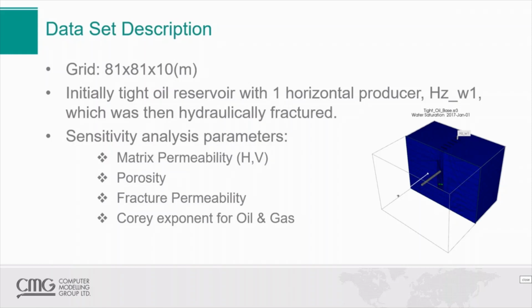And lastly, a brief description of our dataset that will be used in the video. We'll have an 81 by 81 by 10 meter grid. We have an initially tight oil reservoir with one horizontal producer, which has hydraulic fractures. Our parameters that we're going to use for our sensitivity analysis include our matrix permeability, both in the horizontal and vertical direction, our porosity, fracture permeability, and Corey exponents for oil and gas.